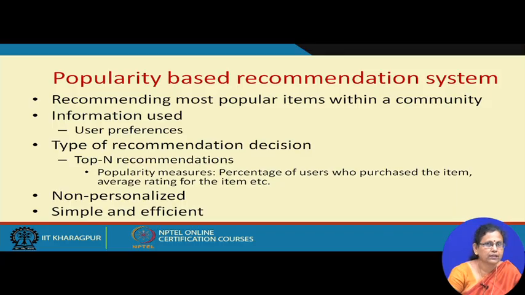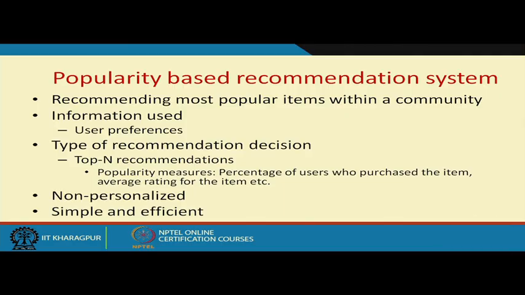Okay. So, here what kind of information is used? The user preferences, and what type of recommendation decision can be given? The top n recommendation, the popular based on the popularity measure, the percentage of users who purchased the item, using that or average rating of the item given by the users, you can give the top n recommendation, and it is non personalized. What by non personalized we mean? If I am getting that detail, others will also get that detail. It is quite simple and efficient.